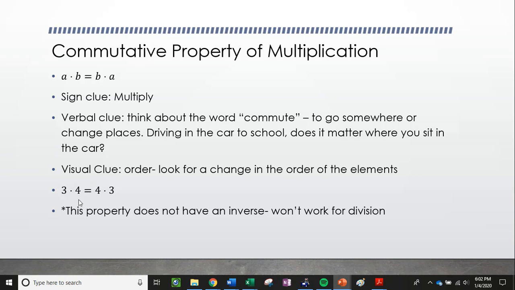3 times 4, that's 12. 4 times 3, also 12. So commutative property of addition and commutative property of multiplication just means you can rearrange the order of the elements on either side of the equal sign. Everything's still going to equal out the same.